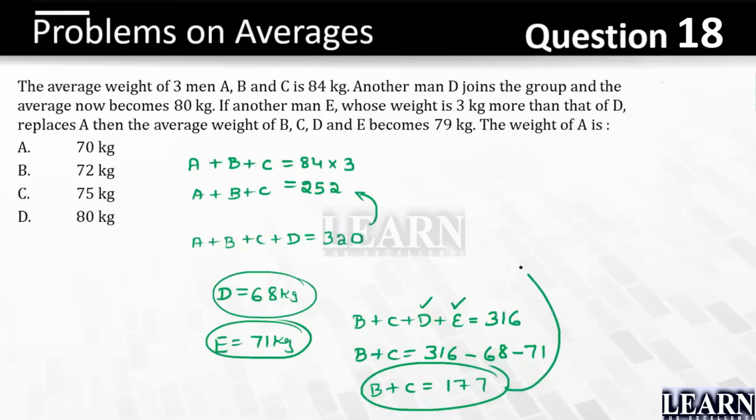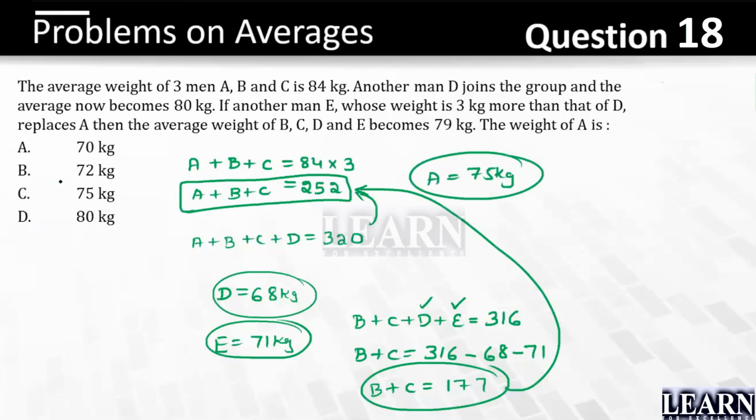You just substitute this B plus C in this equation, and you will get the value of A. So A is nothing but 252 minus 177, which will give us A is nothing but 75 kg. It's just a direct substitution.